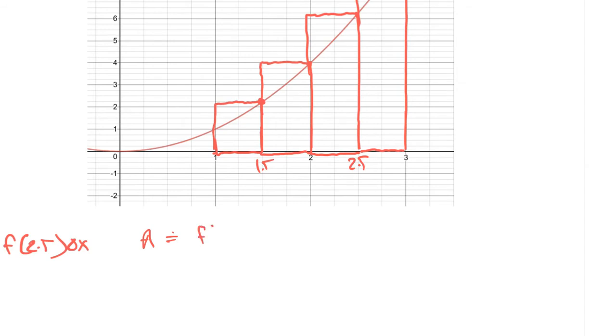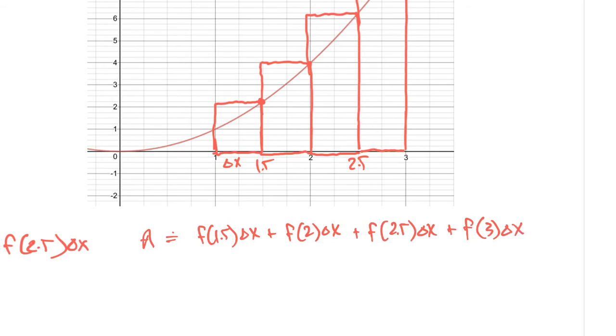So we can do f at 1.5 delta x plus f at 2 delta x, because we always need to multiply by the width, and we'll call the width delta x, plus f at 2.5 delta x plus f at 3 delta x. And again, I'm going to factor out the delta x just to make it easier. So essentially, we're just adding up these: f at 2 plus f at 2.5 plus f at 3.